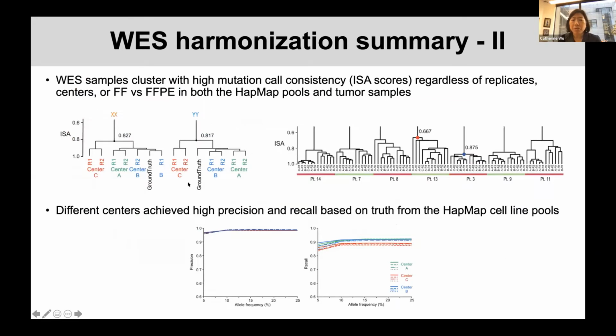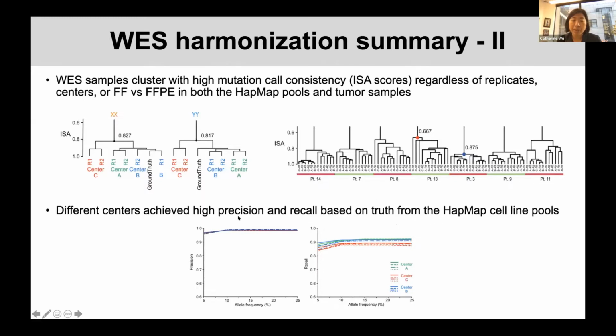And then as we started to look at the consistency of high mutation call, what came through was that it was really the biologic groupings that came out as opposed to the manner in which the samples were collected. So for example, in the HapMap samples, you could see that the replicates are clustering together, and also again across the different patient samples, whether it was fresh frozen or FFPE, all the patient samples seemed to cluster together based on their molecular features. So that was actually super reassuring.